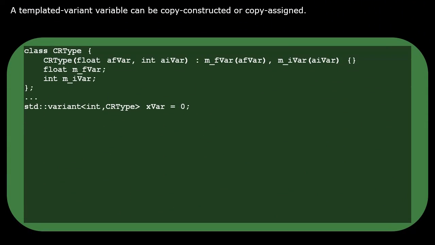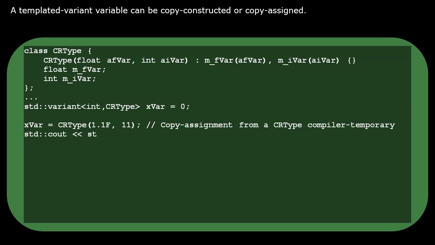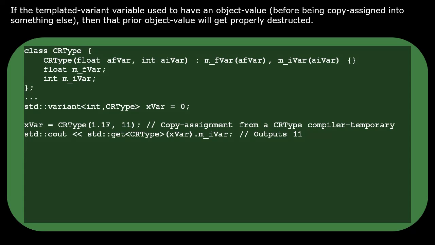A templated variant variable can be copy constructed or copy assigned. If the templated variant variable used to have an object value before being assigned to something else, then that prior object value will be properly destructed.